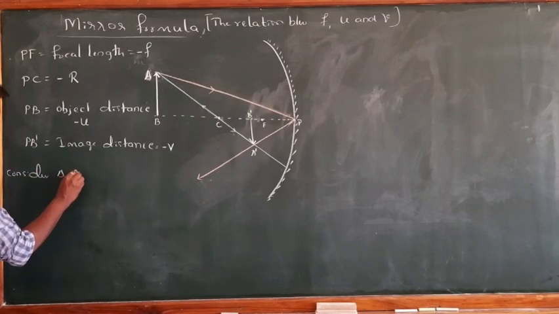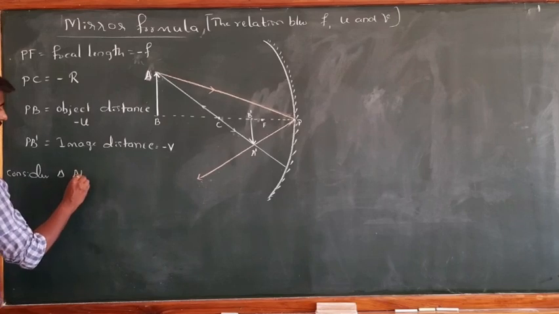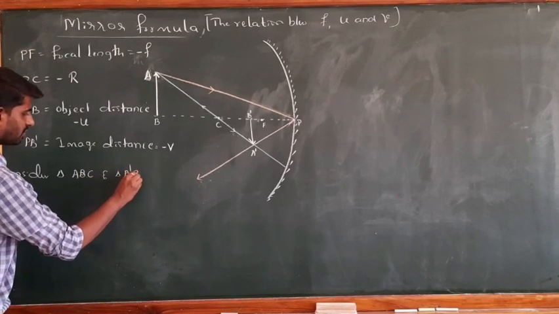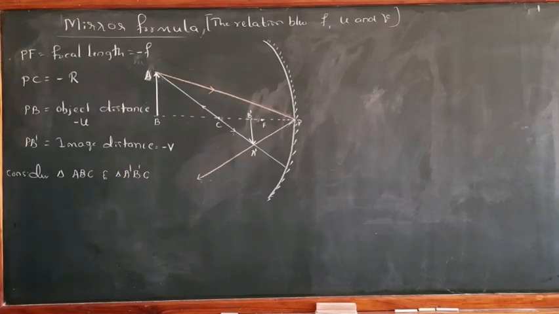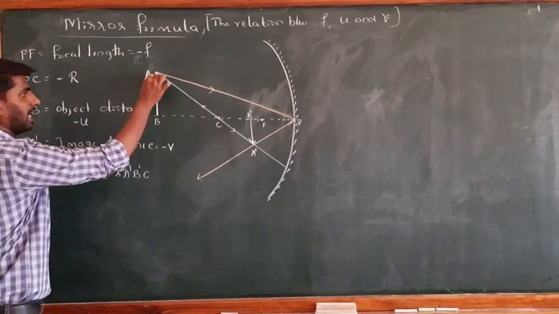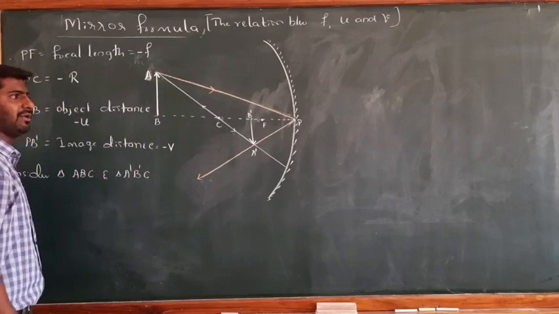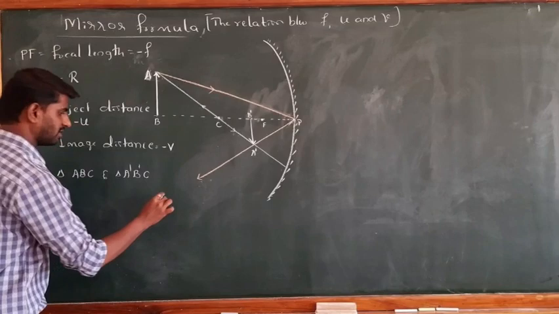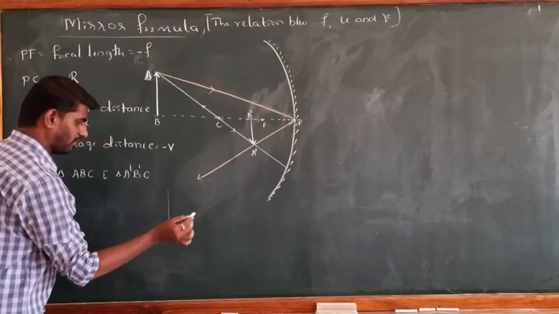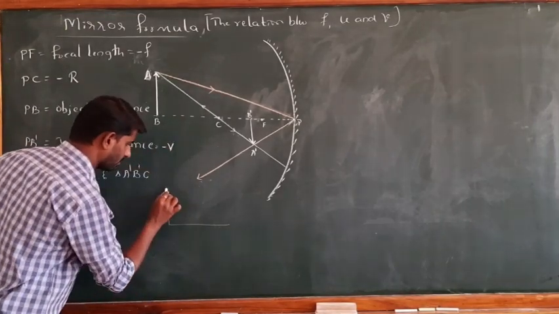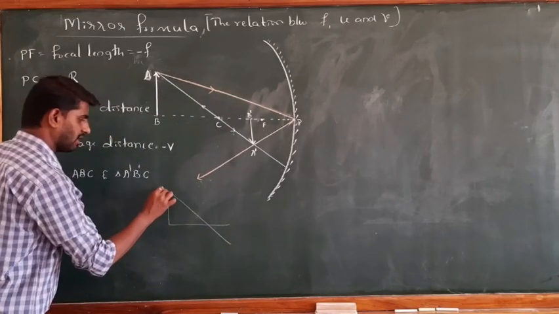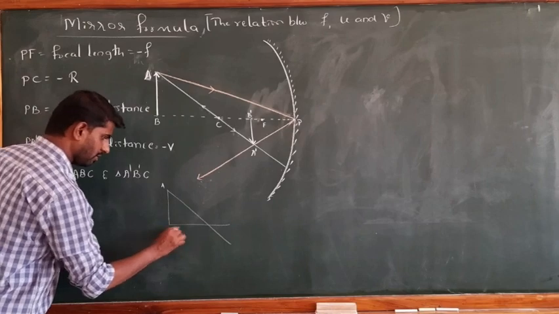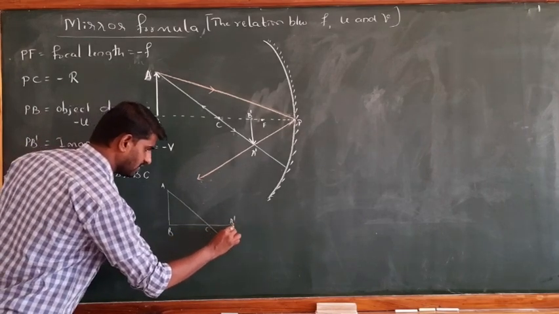Then consider triangle ABC and triangle A dash B dash C. So where is triangle ABC? ABC. And where is A dash B dash C? A dash B dash C. Okay, I will draw one more time here, just for your understanding purpose. These are the triangles, and this is B dash.